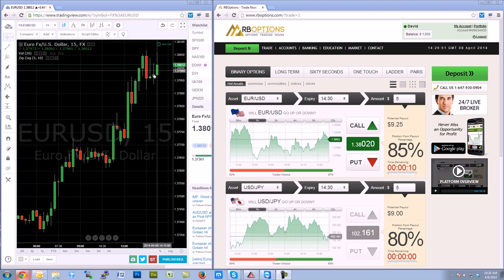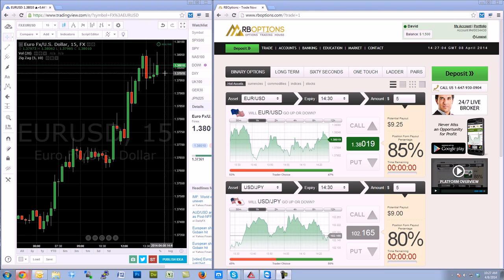And with this, if you notice right after this red candle, we've had two green candles, which means price has been going back up. And this third green candle, which is our current candle, which is still happening right now, is going up as well. So if this third candle ends green, I'm going to be looking to take a put on this next candle, because I believe the next 15-minute candle will end red.